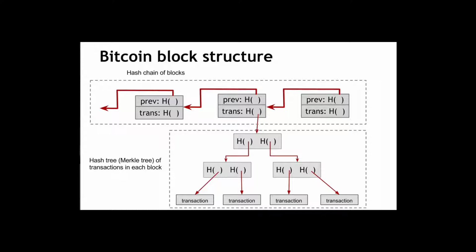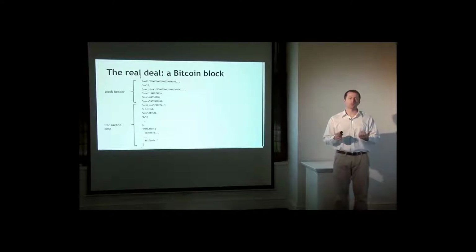So this is a hash tree, or what's called a Merkle tree, which commits to all of the transactions in the block in quite an efficient way. So it's easy to provide just the path through the tree, which will be logarithmic in size, to prove that that transaction is included in a specific block. So that's the high-level idea behind a block.